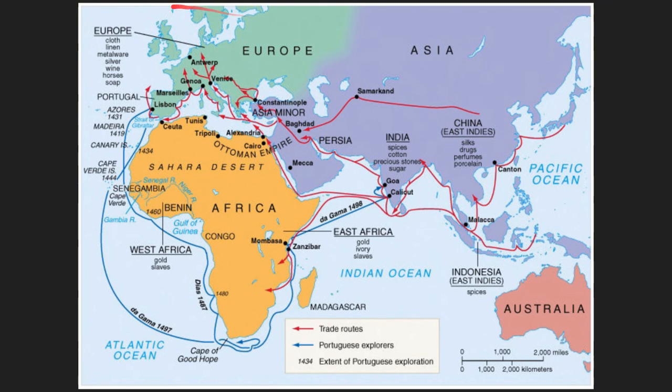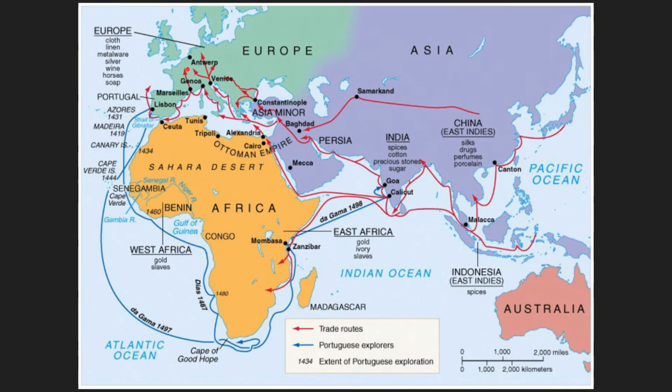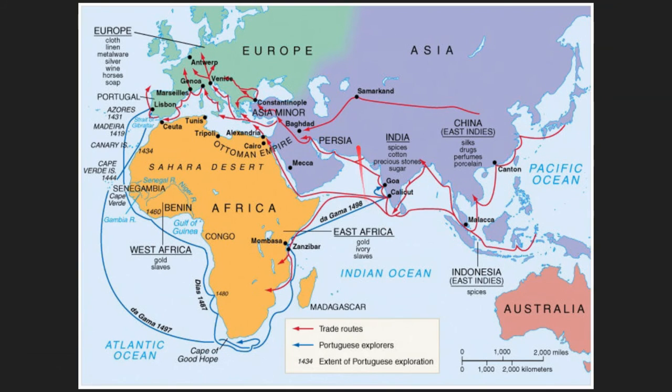In addition, Europe is over here. The Americas would be over here to the left. Europeans are trying to get these valuable goods, these spices and silks and stuff like that. They could only be found over here in Asia. So they had to go on boats and try to travel all the way around Africa to get to these goods that they wanted to get.